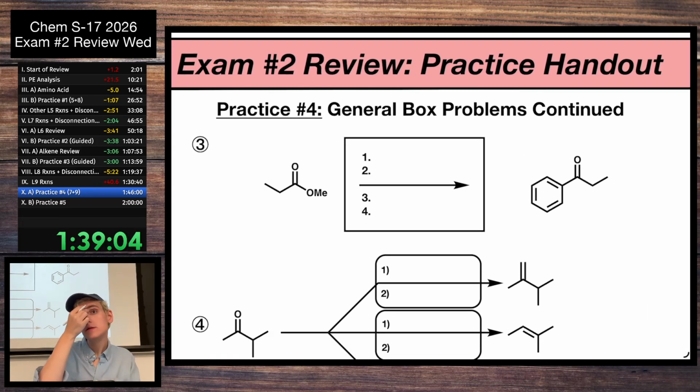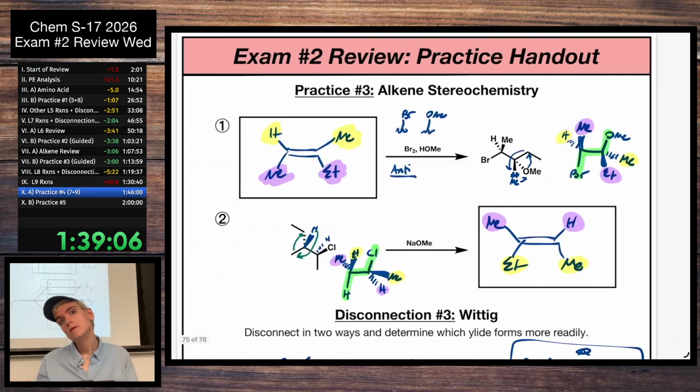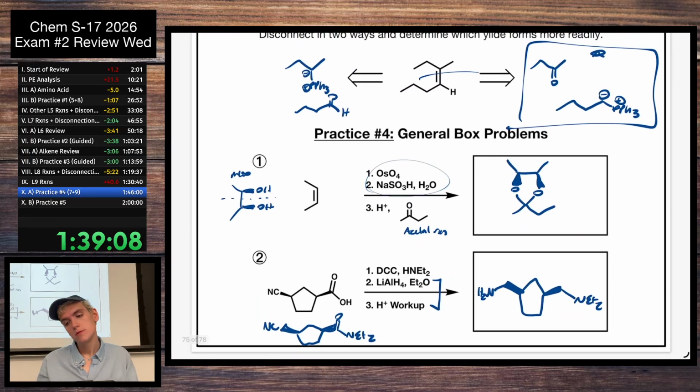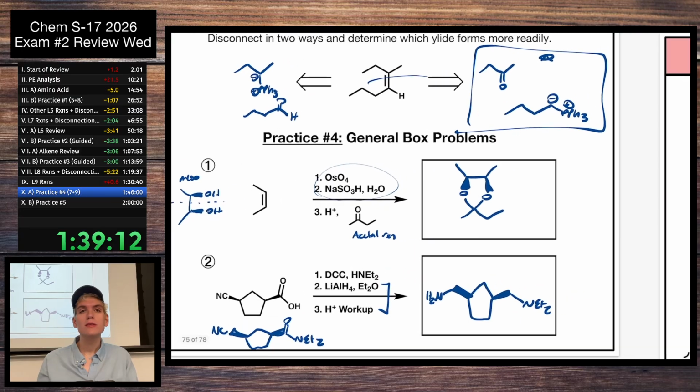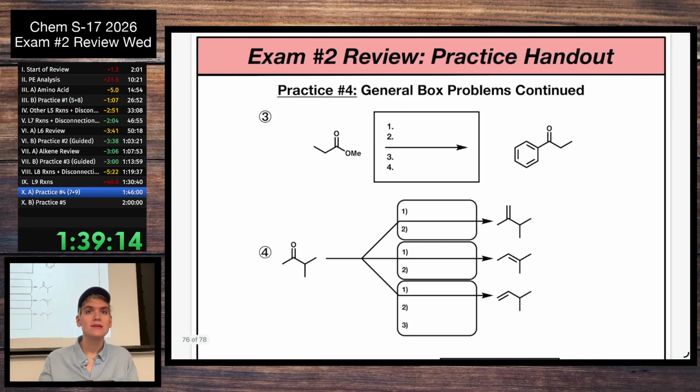Can the nitrile be reduced by just LiAlH4 and NaBH4? Only lithium aluminum hydride. Yeah. The only thing that can be reduced by sodium borohydride is a ketone or aldehyde. That's it.